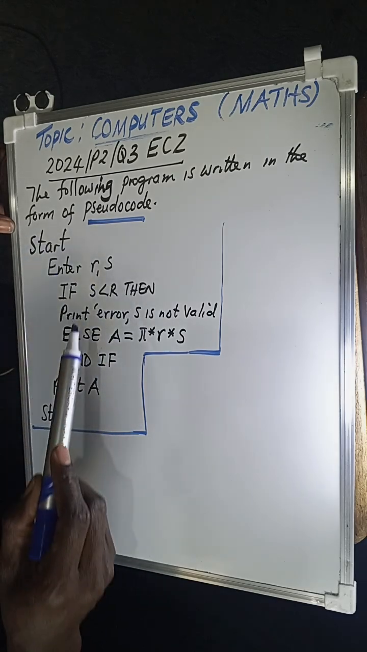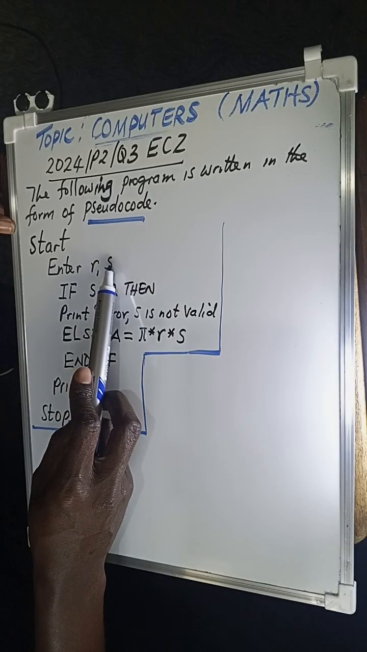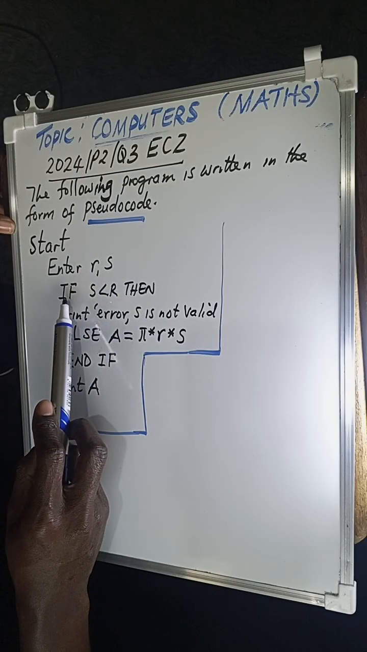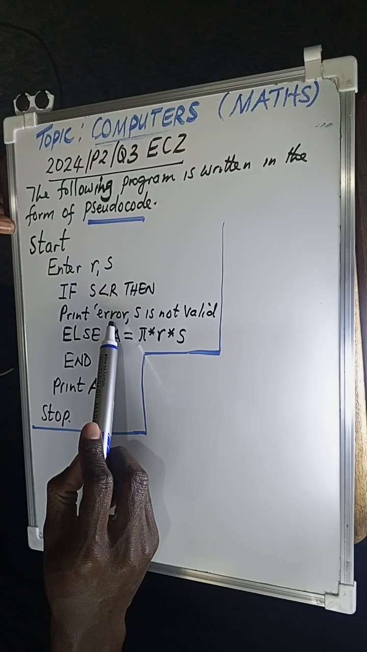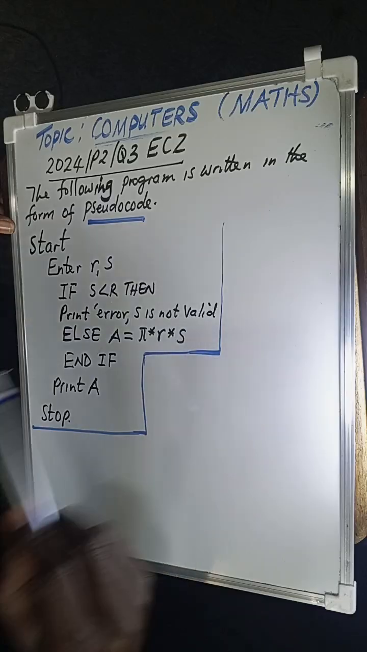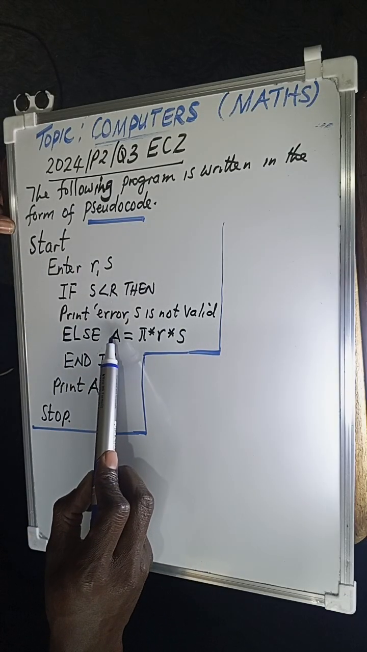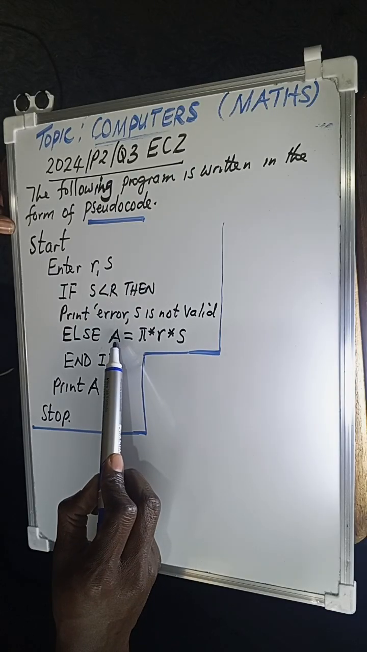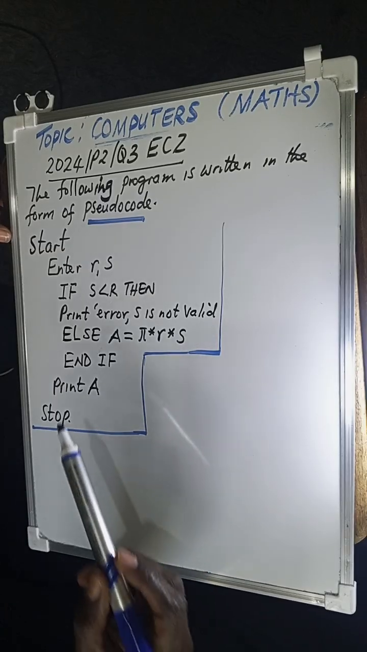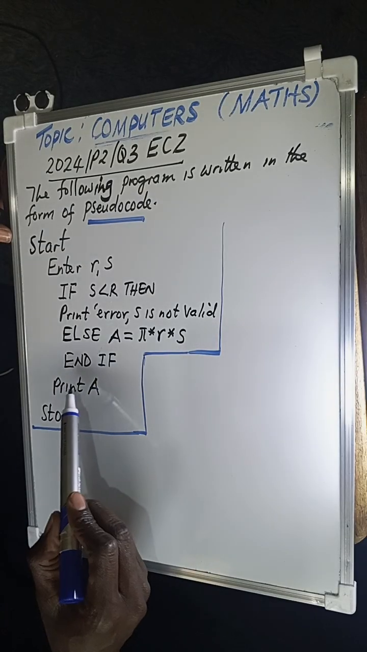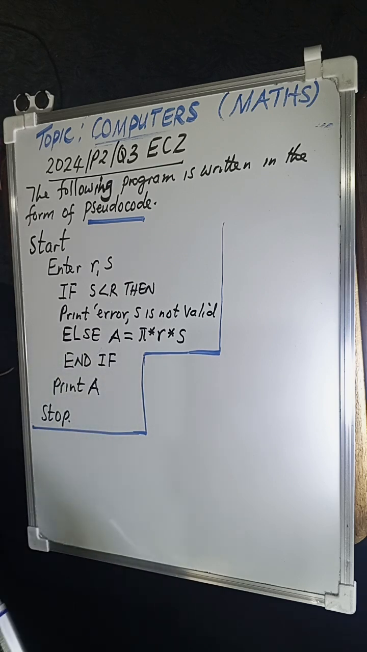If you notice, there's actually start, enter. They want us to enter R, comma S. Then if S is less than R, then we need to display the error S is not valid. Else, we write the formula there. Area is equal to pi multiplied by R multiplied by S there. Then we end if, we print the area in this case, and therefore we are going to stop.